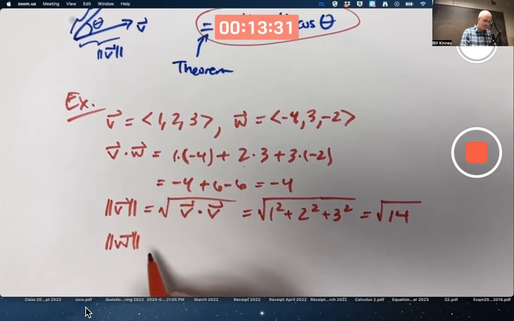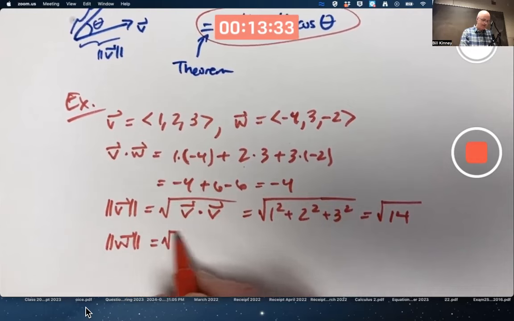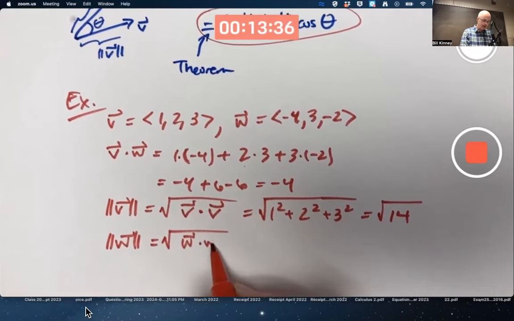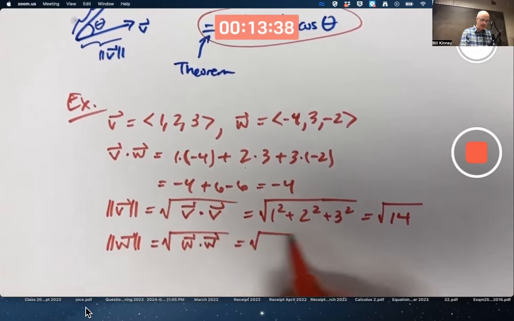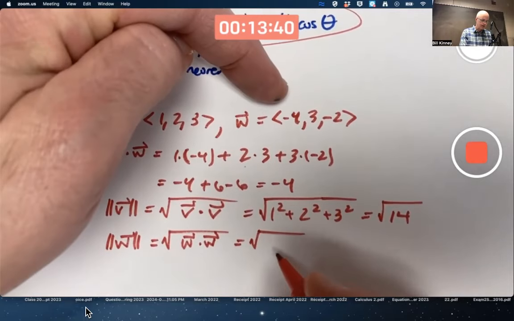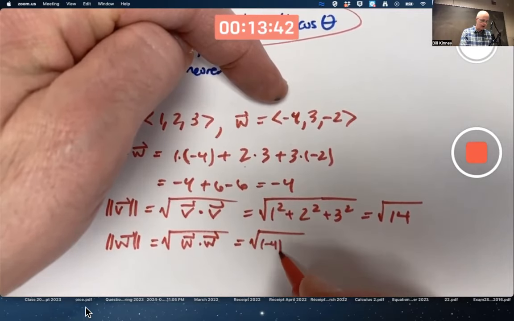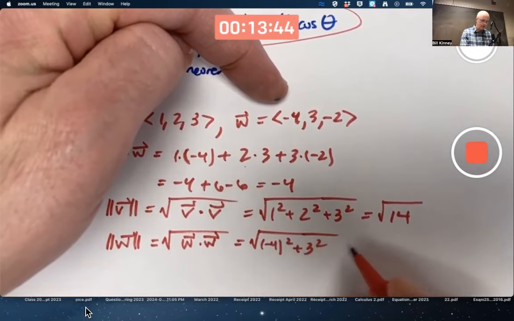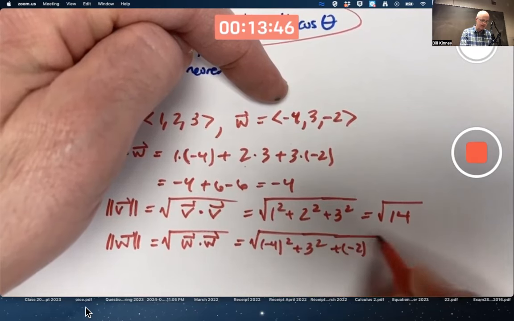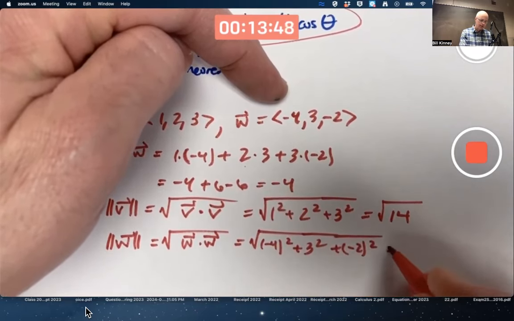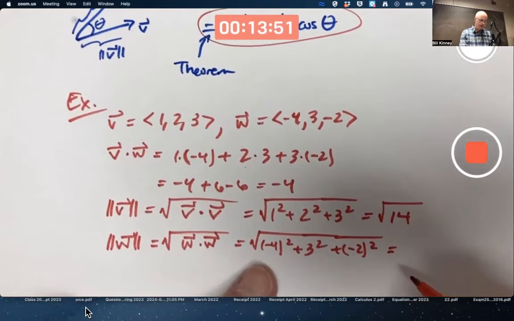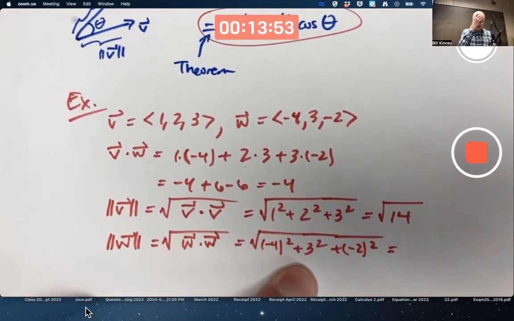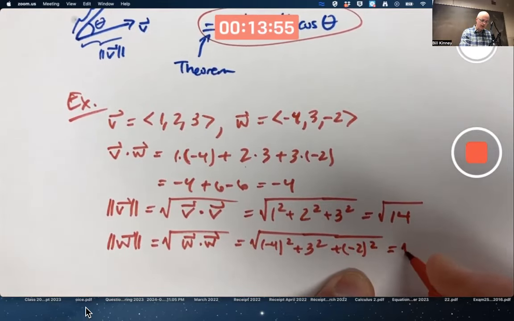W, its magnitude is the square root of W dotted with itself. Look at the components of W, that'll be -4 squared plus 3 squared plus -2 squared. Of course, the negative signs don't affect what happens when you square. 16 plus 9 is 25, plus another 4 is 29. Square root of 29.